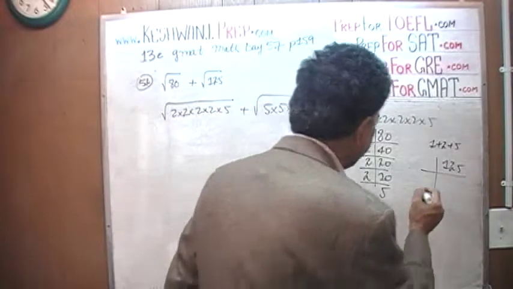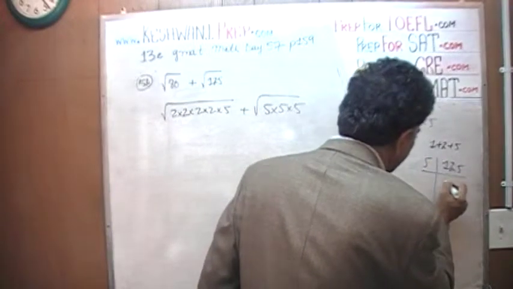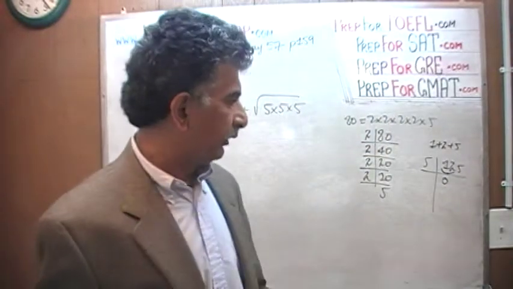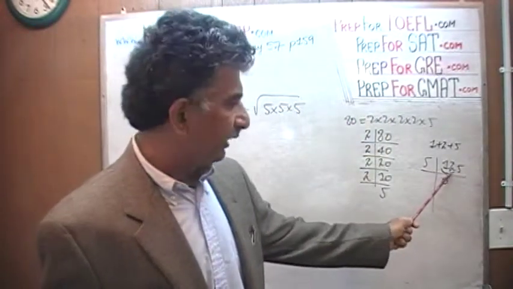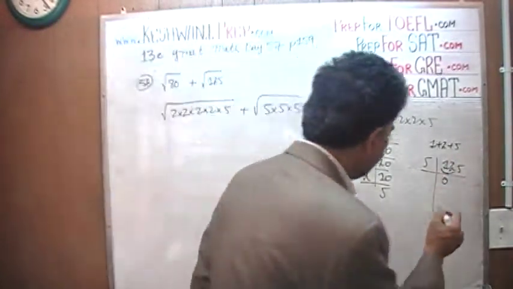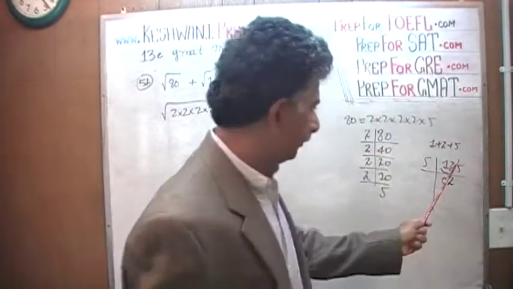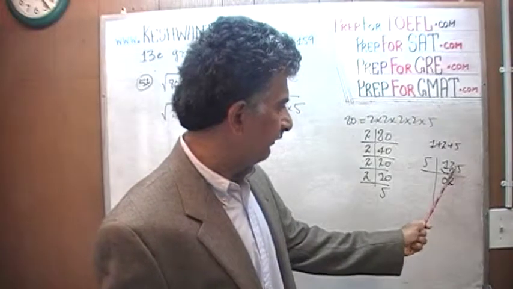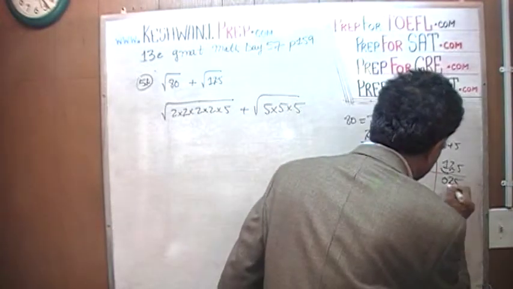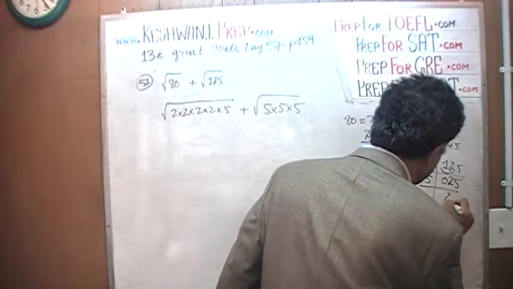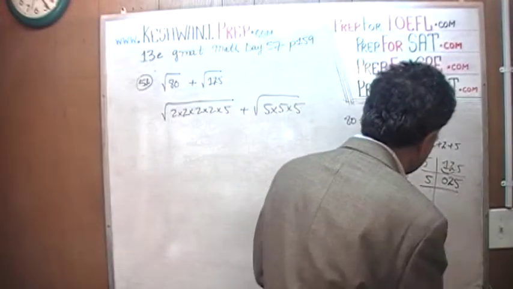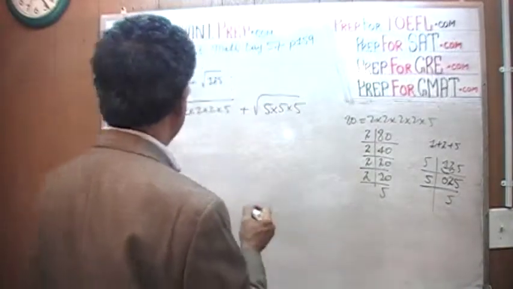So let's divide by 5. How many 5s in a 1? There are 0 5s in a 1. That 1 goes and joins the 2, becomes 12. How many 5s in a 12? There are 2 5s in a 12. The remaining 2 goes and joins this guy, becomes 25. How many 5s in 25? 25 has 5 5s. And we go one more round, and that's how we get 5 times 5 times 5.